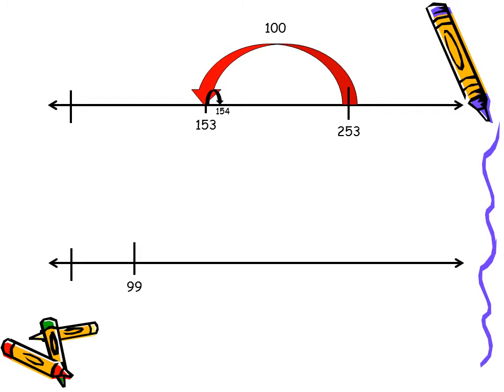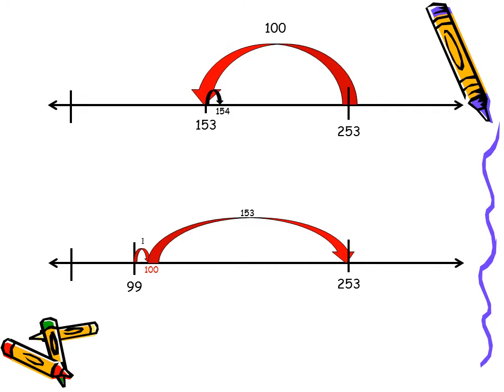Another way to look at this is, if I was to count up, it's important that we help students to know that subtraction can involve adding up as well. So from 99, I want to add up to 253. Well, I know that 99 is 1 from 100. And if I can get to 100, I know that I can just add 153 to get to 253.